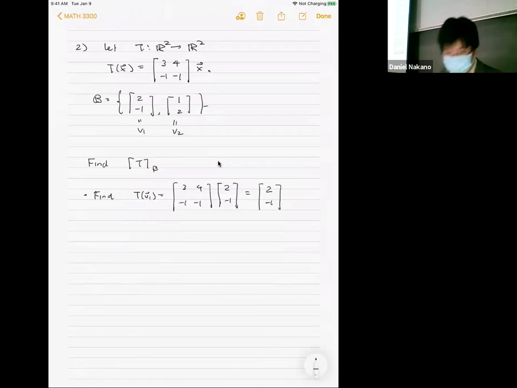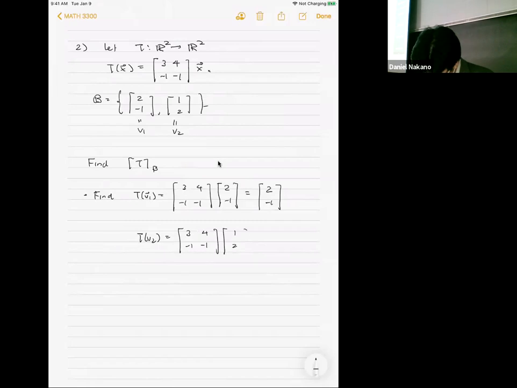All right, and then I want to do TV2. Same deal, the matrix 3, 4, -1, -1 applied to V2, which is 1, 2. I get 3 plus 8, that's 11, and I get -1 minus 2, that's -3. Okay, 11, -3.